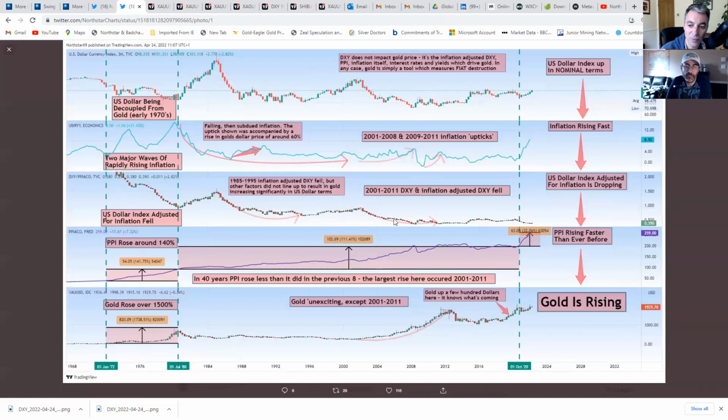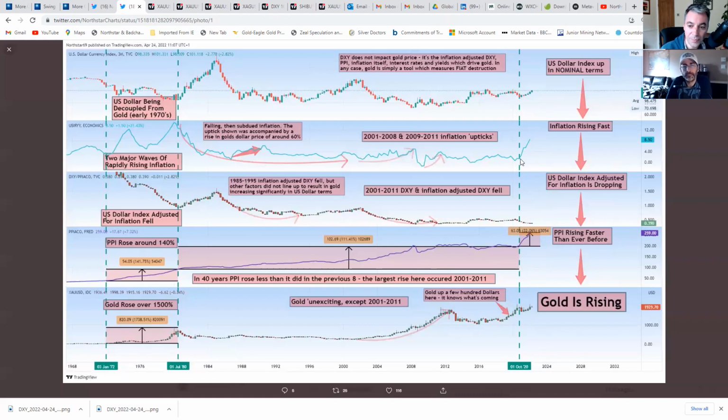And that explains, to some extent, why you need to consider very carefully what you're expecting gold to do at any given point in time. Don't just look at the dollar index and say, well, the dollar index is rising, so that means gold is going to struggle. Well, not if the dollar index adjusted for inflation is going down strongly at the time.